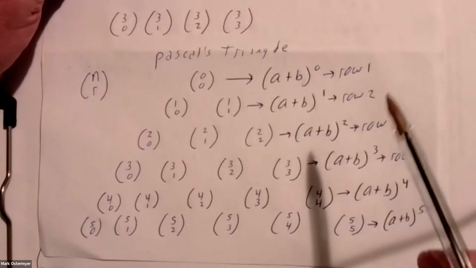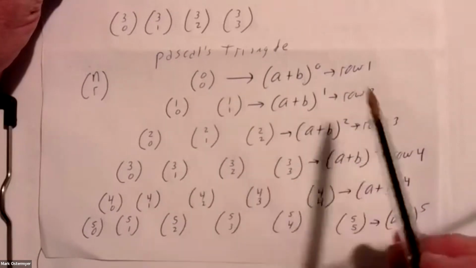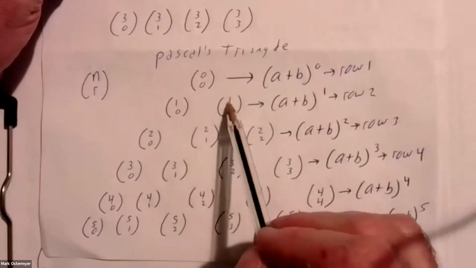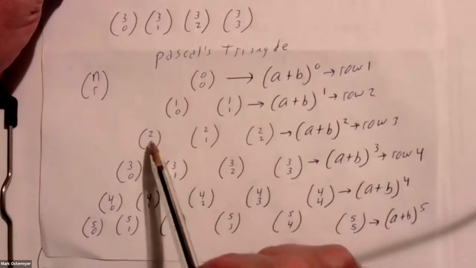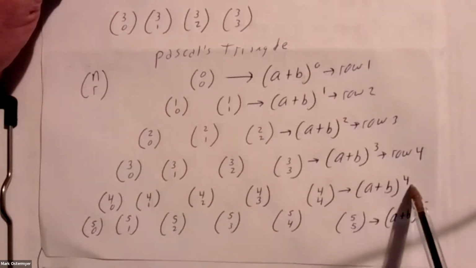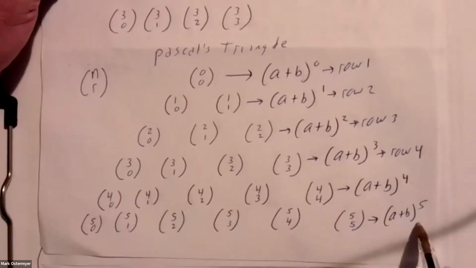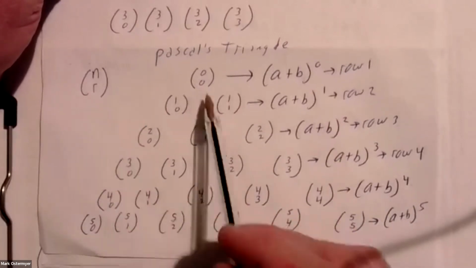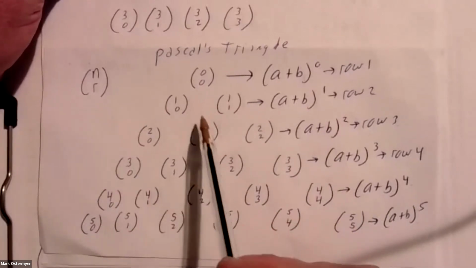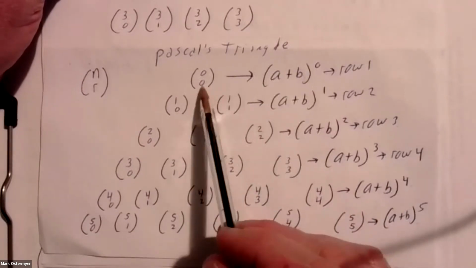Okay. So for row 1, notice n will be 0. For row 2, n will be 1 for all your combinations. For row 3, n is 2 for all your combinations. For row 4, n is 3. And for row 5 rather, n is 4. For row 6, n is 5 for all your combinations. Notice r is always equal to the power the binomial is being raised to, or it starts out at 0.